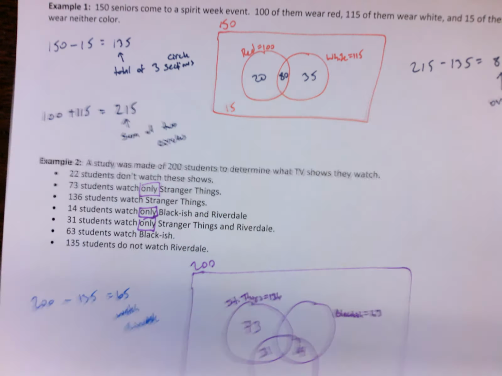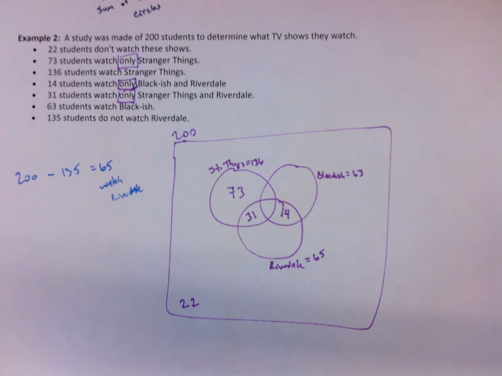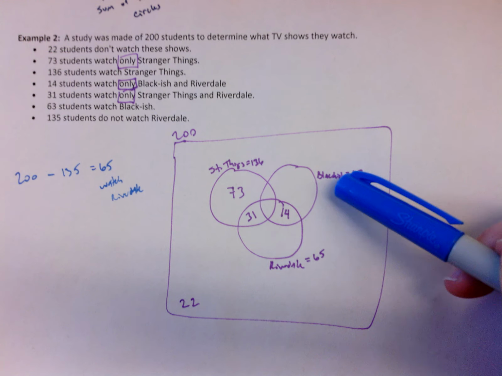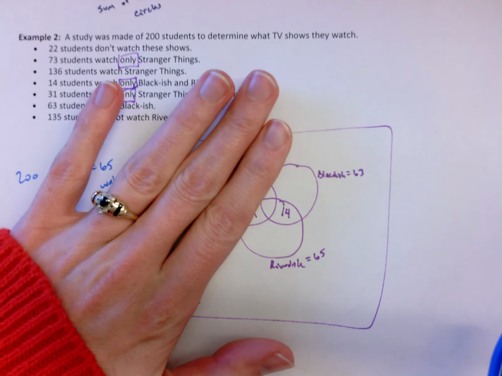Okay, so that's what I'm going to do here. So I'm going to look at this problem, and I'm going to figure out, first of all, how many people are in the total of the Blackish and Riverdale circles. We're going to pretend for a minute that Stranger Things doesn't even exist.